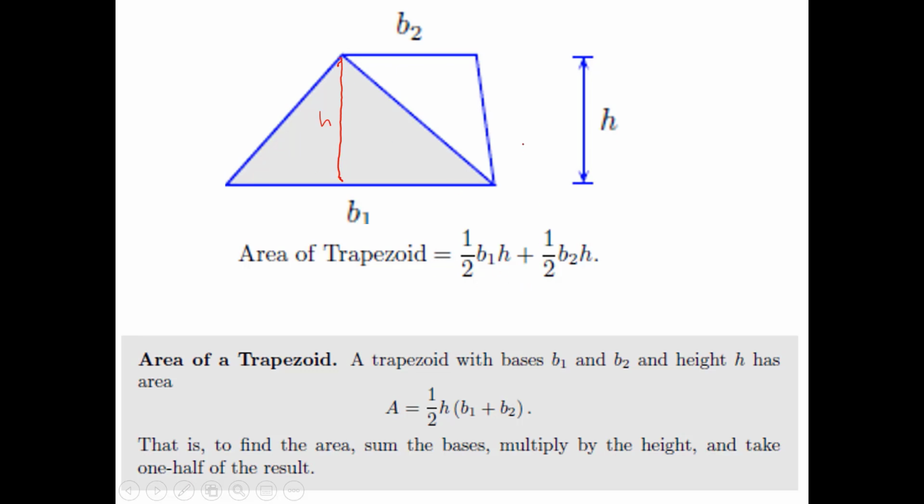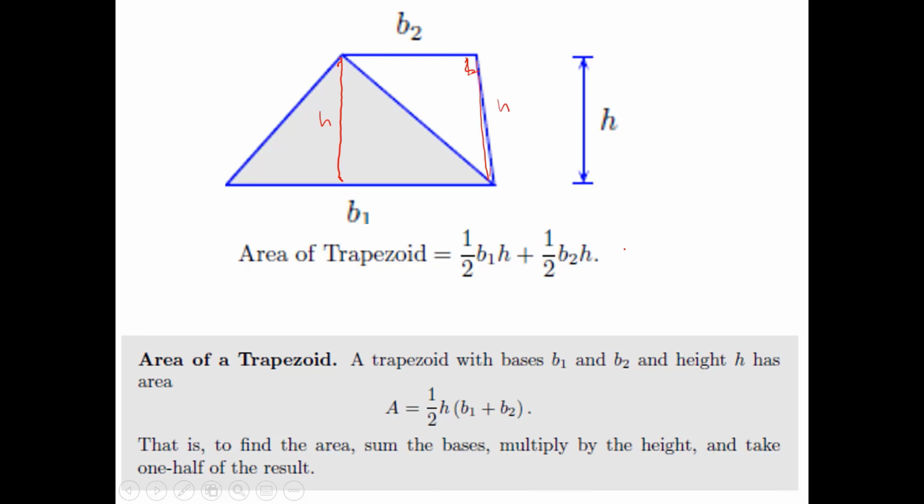Now let's concentrate on the second triangle. Then the area is, if this is the base, remember the height is this line. Yes, this line is the height. Then the area of the second triangle will be 1/2, the base is this length, times the height.